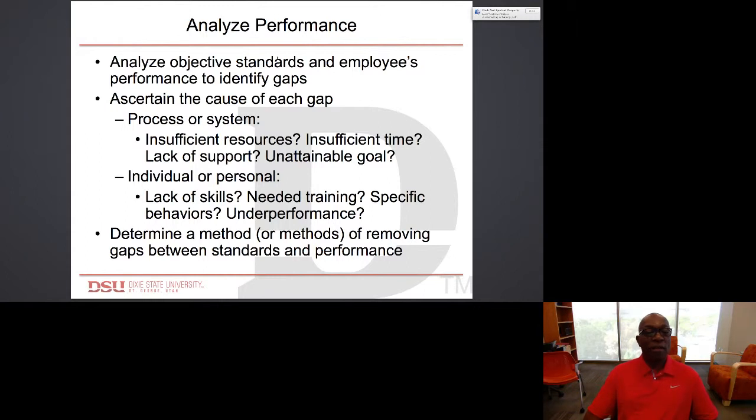Analyze performance. Analyze objective standards and employees' performance to identify gaps. Ascertain the cause of each gap. Process or system: insufficient resources, insufficient time, lack of support, unattainable goal, or individual or personal: lack of skills, needed training, specific behaviors, underperformance. Determine a method or methods of removing gaps between standards and performance.